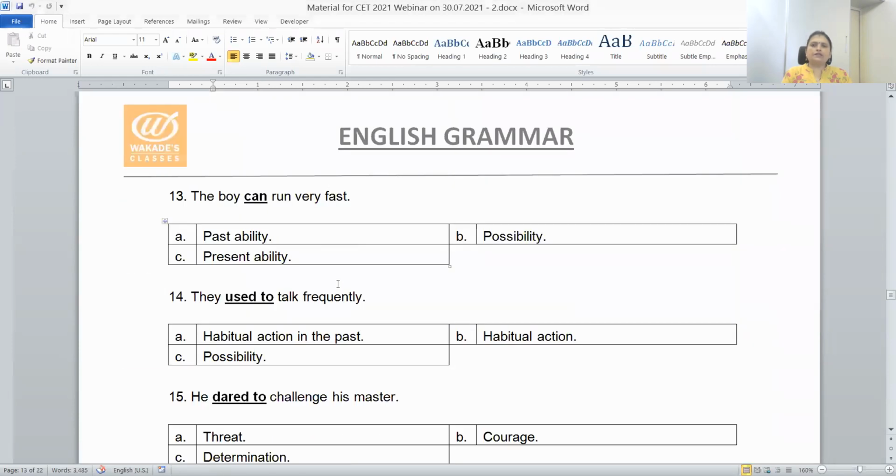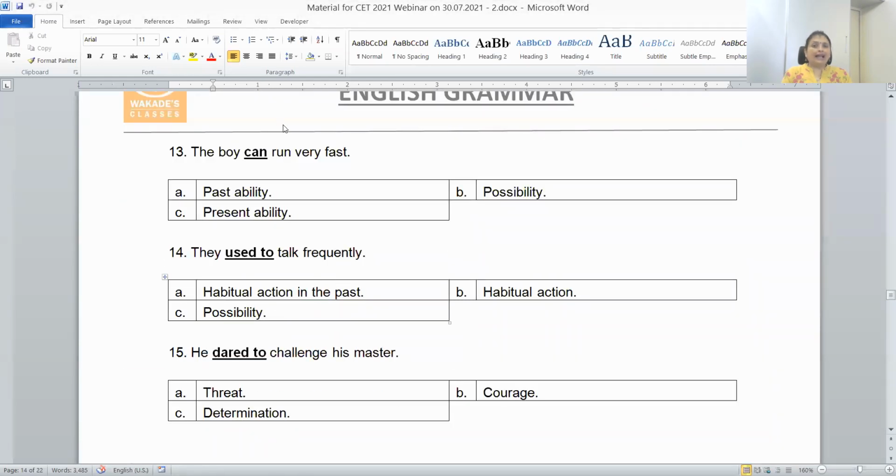Let's go on to the next. The boy can run very fast. Shows his ability, right? So it is present ability, option C. They used to talk frequently. Here it is definitely option A, habitual action in the past. He dared to challenge his master. What does it show? It is option B, courage.